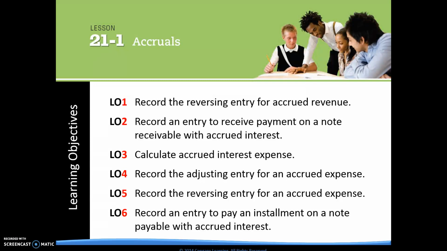21-1. So you can see we have lots of objectives today, talking about what a reversing entry is, recording several reversing and adjusting entries, calculating accrued interest expense, all sorts of good stuff. So let's dive in.